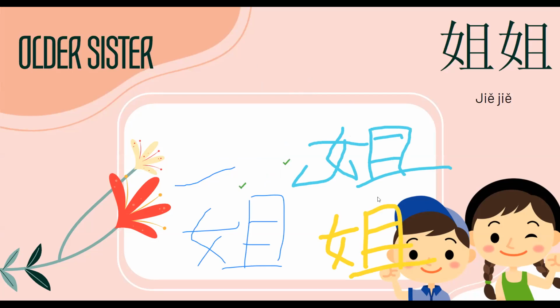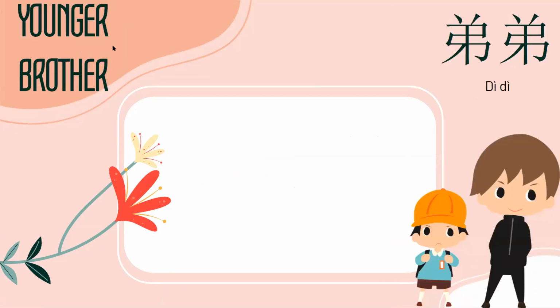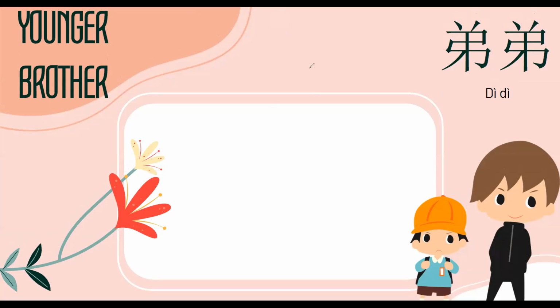Yep, these two blue ones are good. So is the yellow one. So it seems everyone has the hang of it. So we'll move on to younger brother, which is Didi. So if anyone's confused about the breaststroke pattern, it'd probably be more like chopped up here.